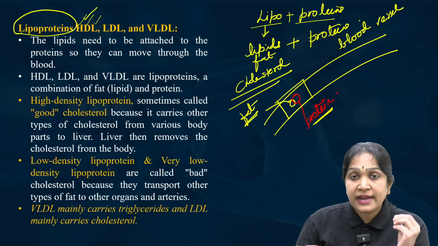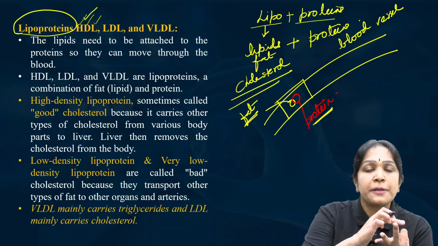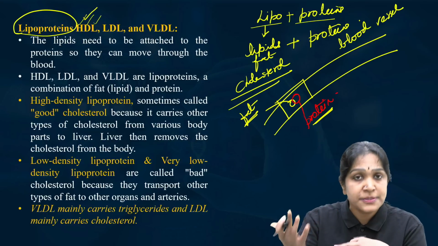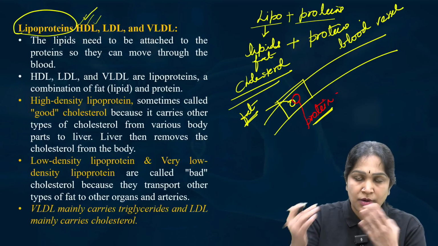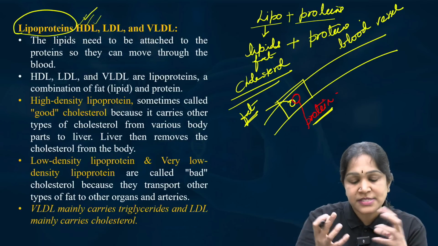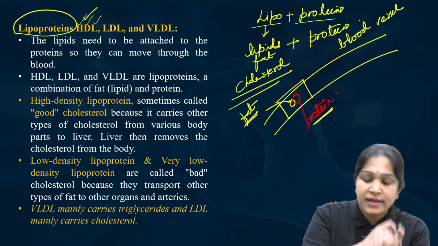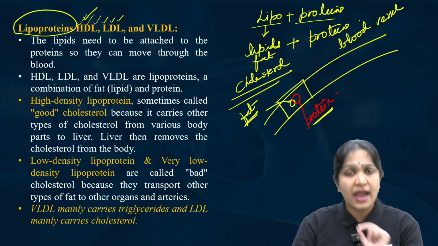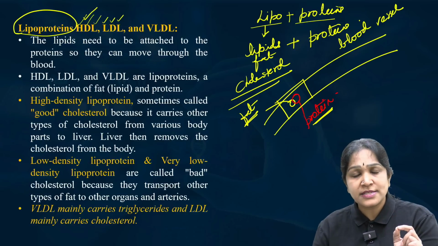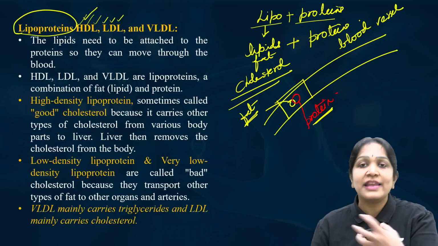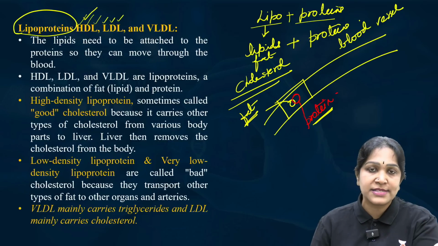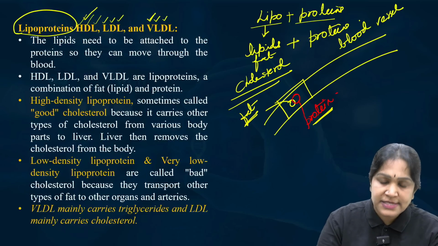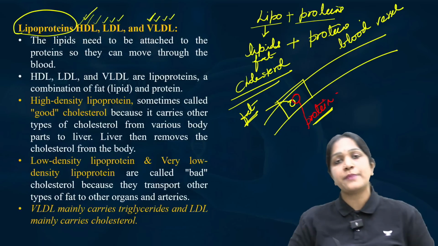lipoprotein. And if the density of this cholesterol plus protein complex is low, then it is called low density lipoprotein. And if the lipoprotein's density is very low, I mean very lightweight, it is called VLDL, very low density lipoprotein. These are the three types of lipoproteins.